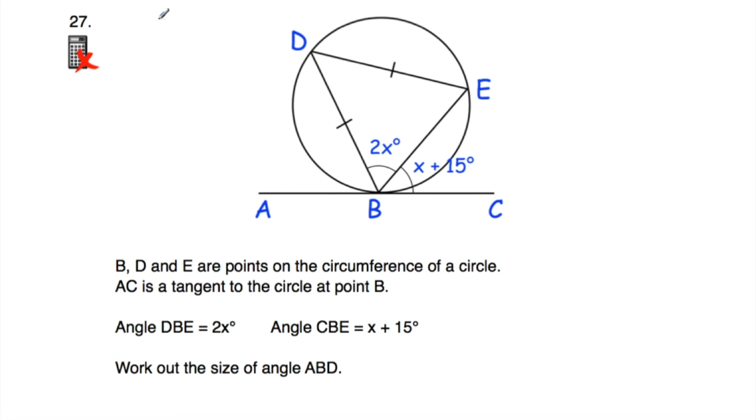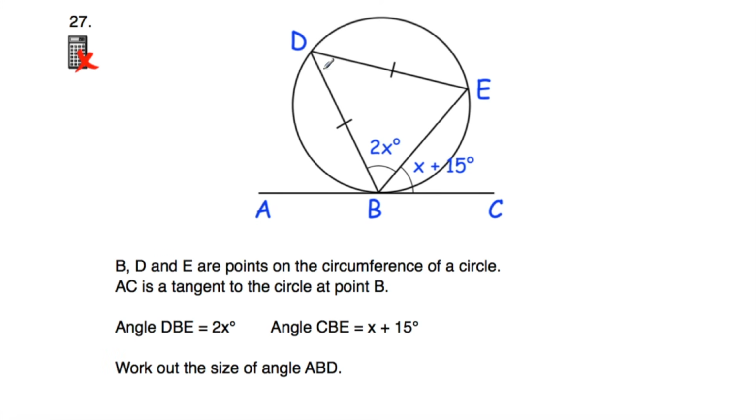Okay, let's have a look at our next question, question number 27. So question number 27 says, B, D, and E are points on the circumference of a circle, and the AC is the tangent to the circle at the point B. And we're told that angle DBE is 2x, and angle CBE is x plus 15 degrees. And we've been asked to work out the size of angle ABD, so we want to find the size of this angle over here. Now here we've got some algebraic expressions for the size of the angles. So there may be an equation that we're going to form to solve that to find out what x is. So let's have a look and see if we can do that.